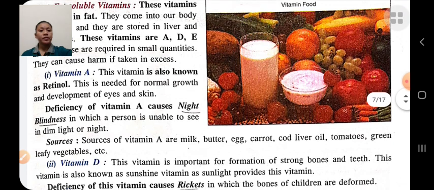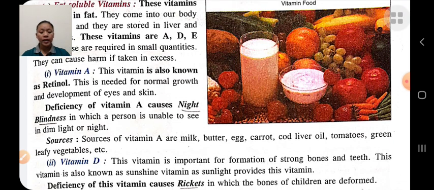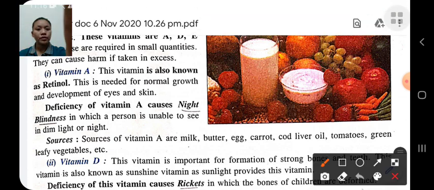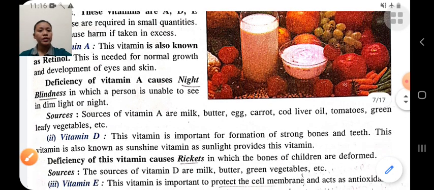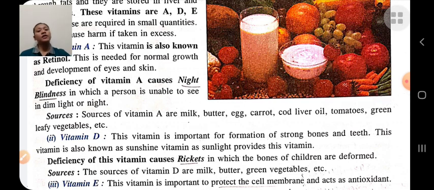Vitamin A. Vitamin A is also known as retinol. This is needed for normal growth and development of eyes and skin. Vitamin A is also known as retinol. This is needed for normal growth and development of our eyes and skin.